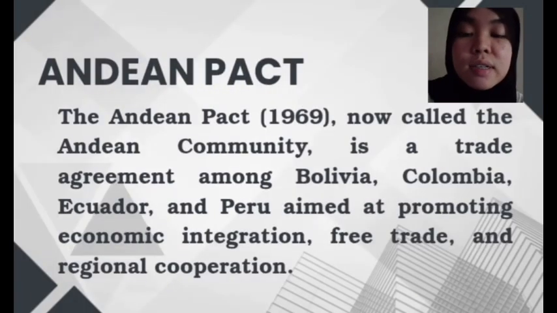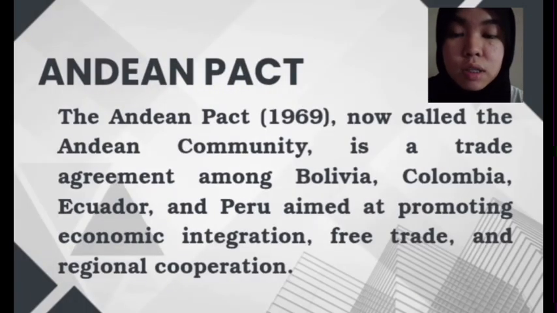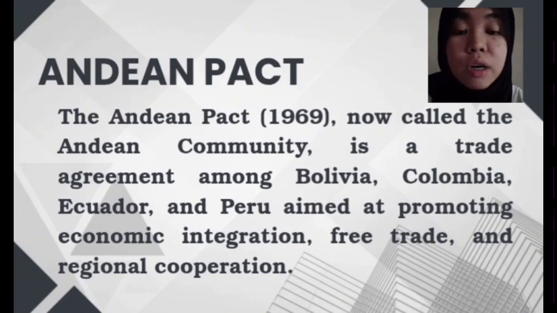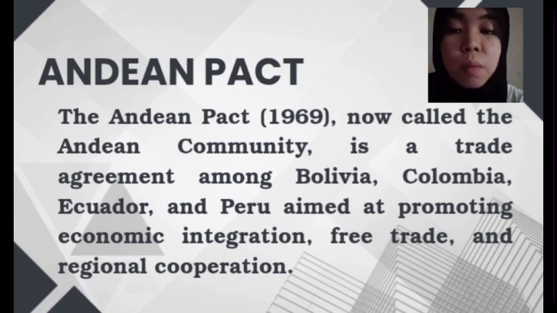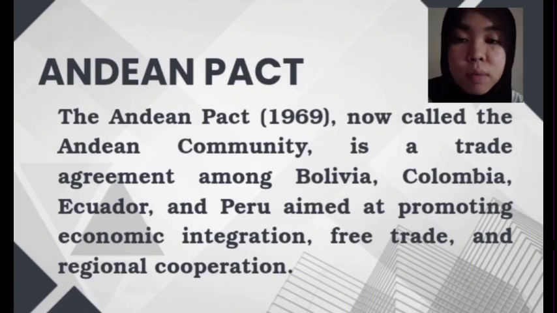So first, let's start with the Andean Community. The Andean Community was formed in 1969 by Bolivia, Chile, Ecuador, Colombia, and Peru. This was inspired by the European Union model. Their goals were to reduce tariffs, create a common market, and cooperate economically.